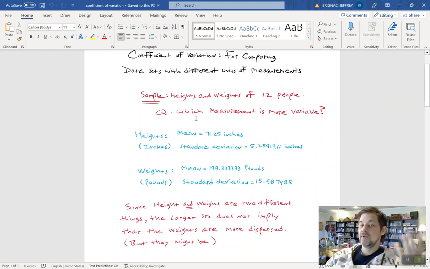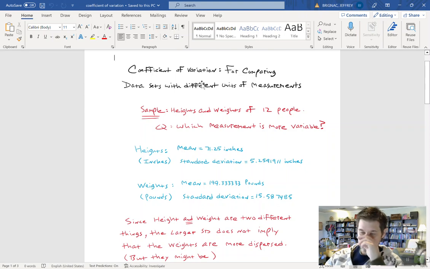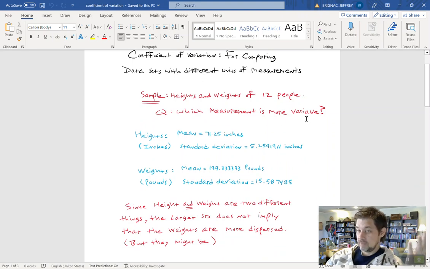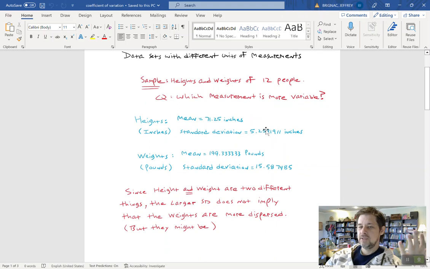Now, the question that we're getting at when we calculate the coefficient of variation is which measurement is more variable? What do I mean by more variable? Which of these numbers are more spread out, okay? One thing we're interested in when we describe data is where the data is, which is roughly what the mean tells us. And then the second question is, well, how spread out is it? And that's what the standard deviation tells us, okay? So the question here is, are the heights more spread out or are the weights more spread out? Okay, that's what we're answering.